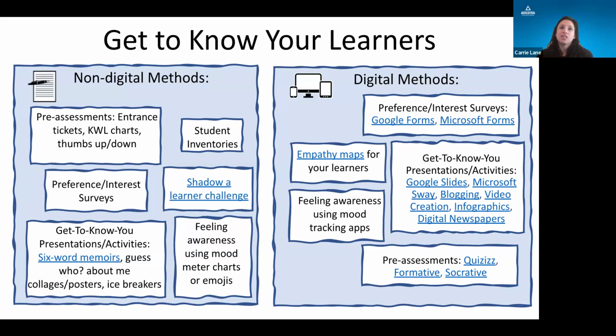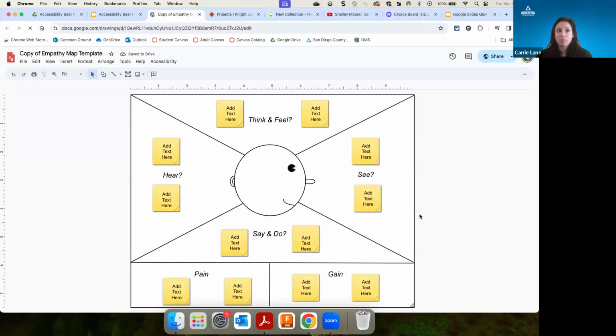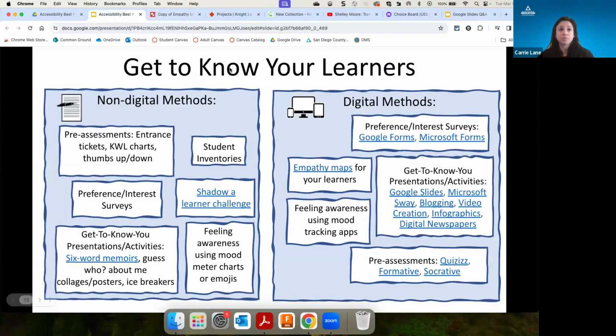So I put on here some digital ways to do each of these things. If you're doing an interest survey or preferences, you can create a simple Microsoft or Google form. I put on here a template for mapping empathy for your learners, so you're welcome to make a copy of this template. This can help you as you're getting to know your learners. It can also help if you share it with your students, and then they can start to understand how to empathy map as well.